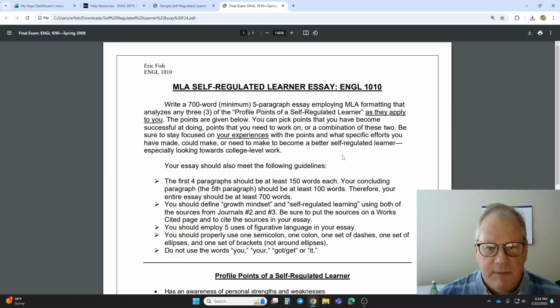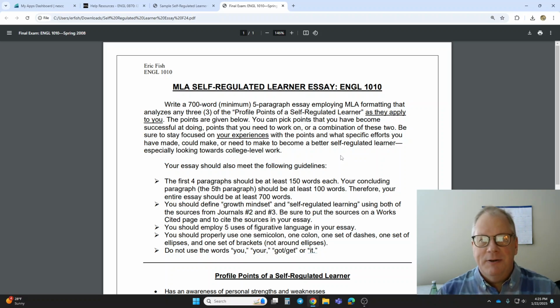We're going to be in MLA format. And you're going to analyze any three of the profile points of a self-regulated learner, that's hard to say, as they apply to you. So in this essay, you're not going to tell the reader how they can be a better student or a better self-regulated learner. You're going to tell us why you're a good student and a good self-regulated learner, or maybe one or two things you might improve on as you embark on your college efforts.